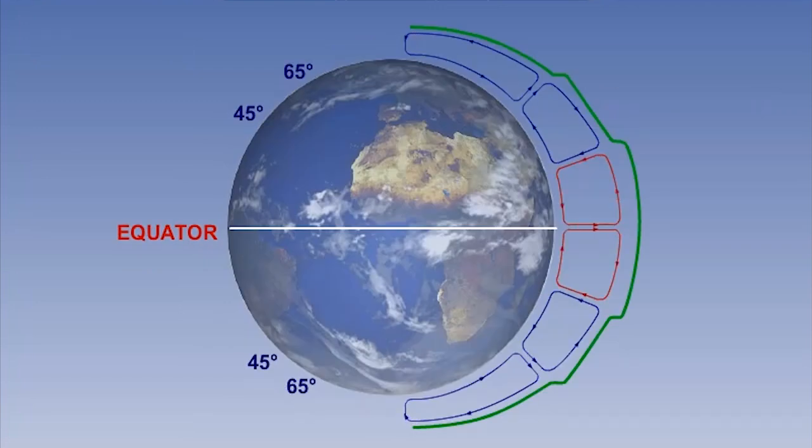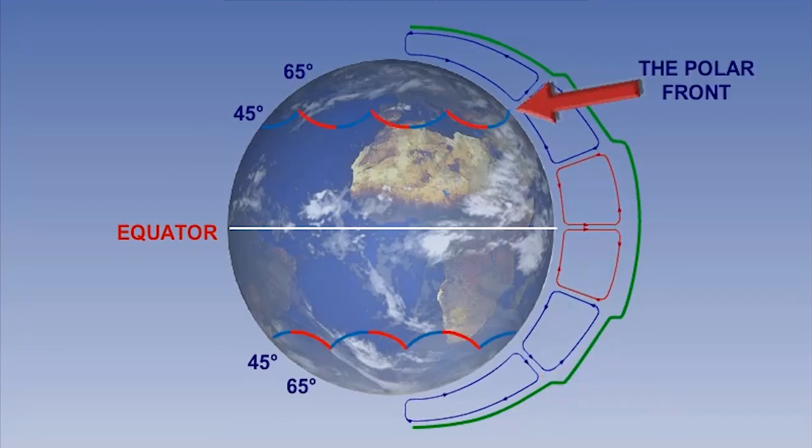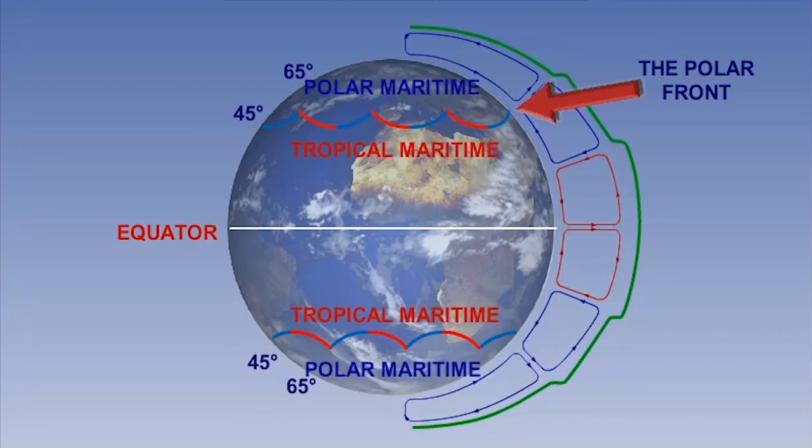The next temperature variation we can see on this global picture of air circulation is between the Ferrel and polar cells, here and here. The surface feature between these two cells is the polar front, which in fact separates the cold polar maritime air and the warm tropical maritime air. We can see these two air masses converging and rising at the junction between the two cells.